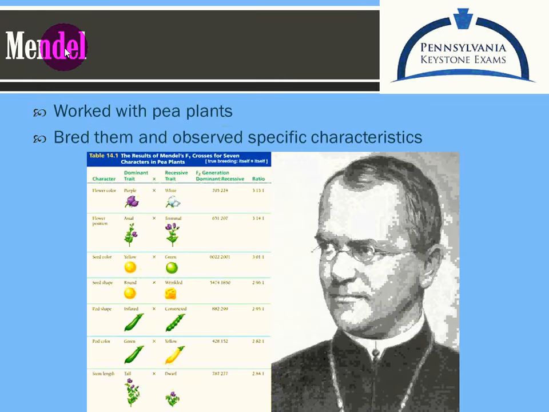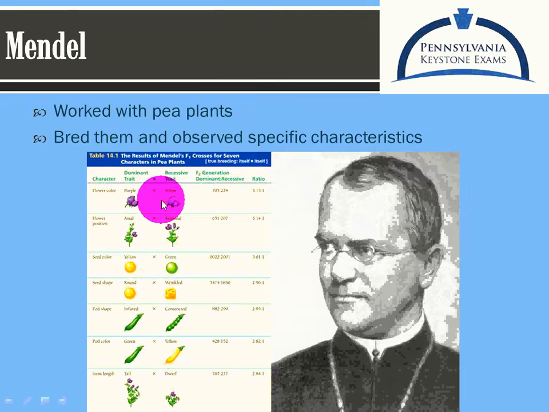So to start with a little bit of background on genetics, I just want to mention the name Gregor Mendel. He is the person who we call the father of genetics. Mendel worked in a monastery and he grew pea plants and he tried to cultivate these pea plants, and what he noticed is there are certain pea plant characteristics that he saw over and over again.